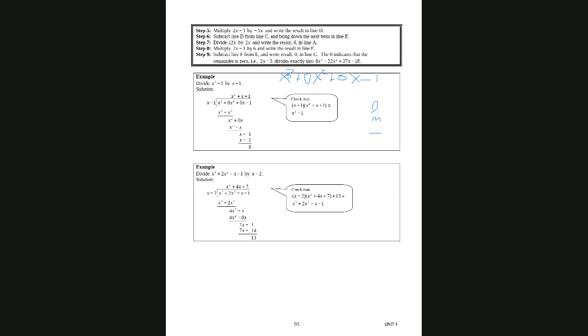0x minus minus x, we get positive x. Then this minus 1 will come down. x plus 1. 1 times x, we get x. 1 times minus 1, we get minus 1. Then this one will go to 0. This one will go to 0. Is that okay? Division of the polynomial, is that okay? Is that fine? Yes.